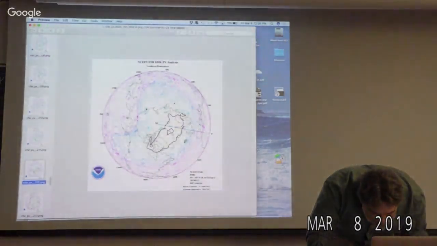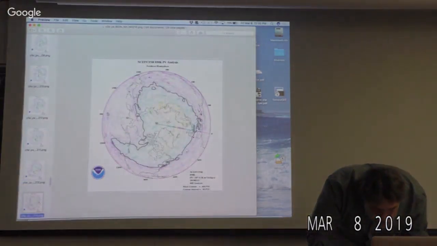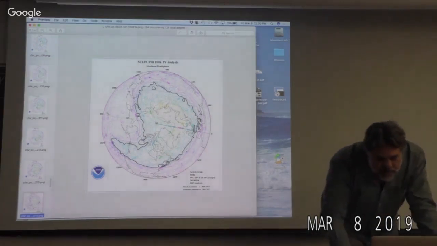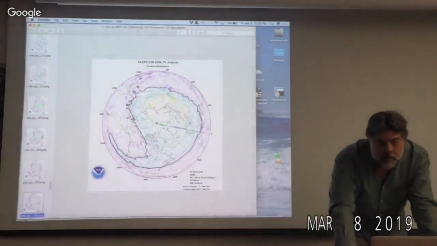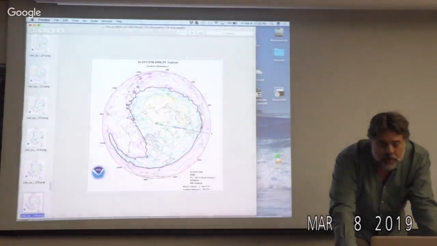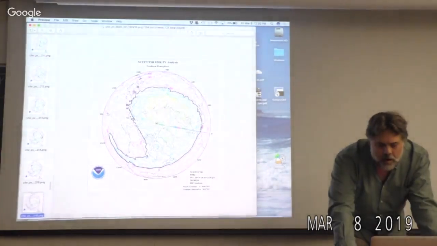So let's see, what do we got? February. Oh, here's Valentine's Day. I guess that was cool. The Aleutian high starting to grow again. Is that a different contouring interval? Yeah, it jumps around. But I'll run it all the way through a couple of times in just a second.